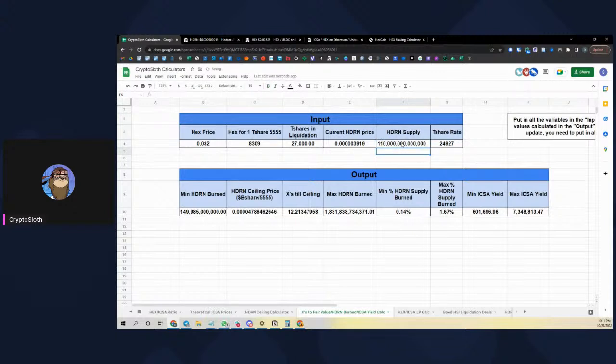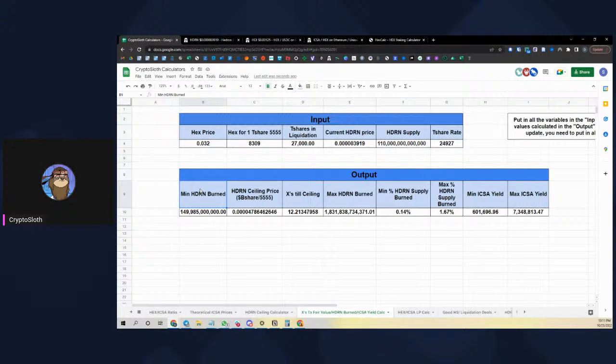Let's see, million, billion, trillion, yeah. And so once you put the T-share rate in too, once you put in all these inputs, it'll calculate the minimum Hedron that will be burned. Essentially, if you added up all the Hedron it would take to make the very first bid to start the auctions, that's how much Hedron would be burned.